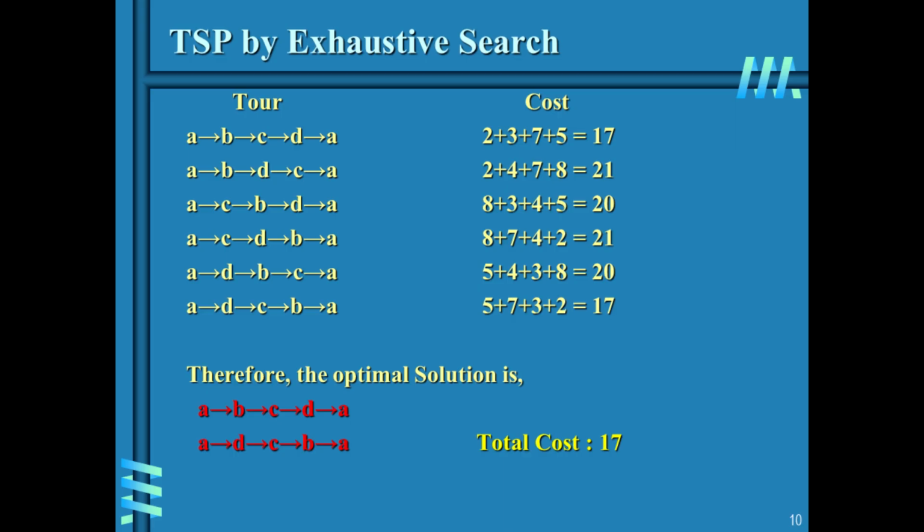Among these 6 possible ways, the tour which has the lowest cost is considered the optimal solution for this problem. Hence, the optimal solutions are the two having the lowest cost, that is 17. One is A to B, B to C, C to D, and D to A. And the other one is A to D, D to C, C to B, and B to A. So these two solutions are considered the optimal solutions.